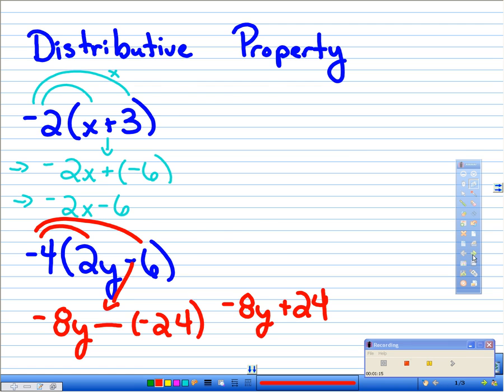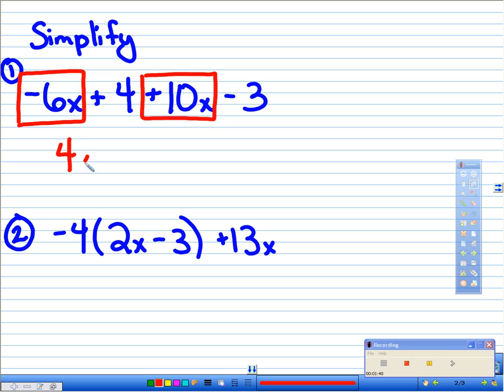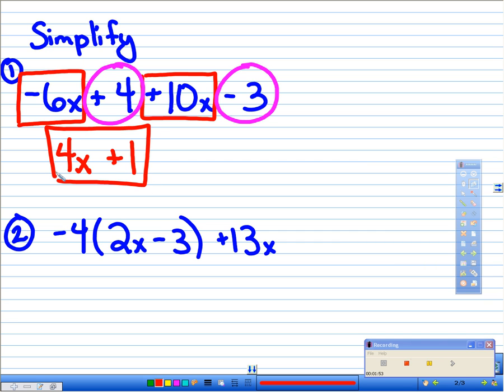Let's move on. And if I ask you to simplify these expressions, we're just going to put together like terms. One way I can always do that is maybe circle the things that are like. -6x and positive 10x. I'm going to combine those two things. Combining them would give me 4x. Positive 4, -3. If I combine those, that's going to give me positive 1. So I can add 1. 4x plus 1 is the simplified version of that expression above. They're equal to each other.